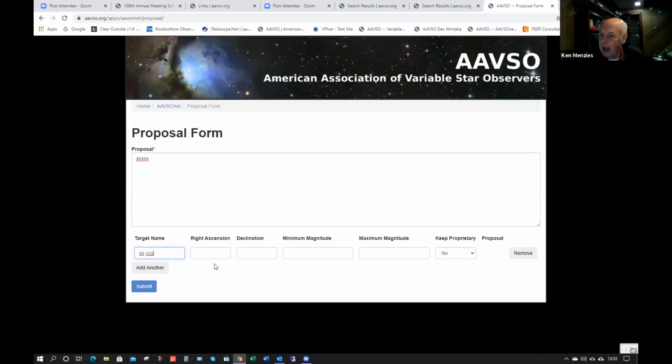However, keep in mind again that we want this to be used by the general membership and would hope that the information is not proprietary and that it is released almost immediately to other users through the AAVSO database of new data, so that everybody can see it and make use of it. So that's really all that you need to do.